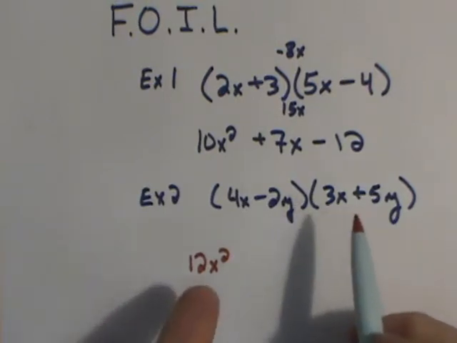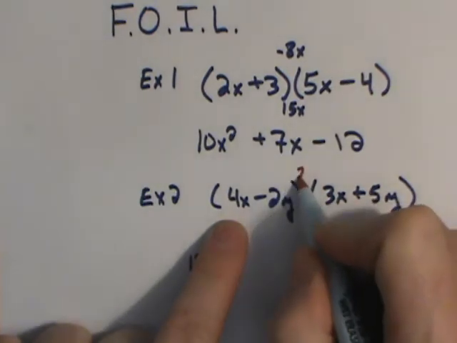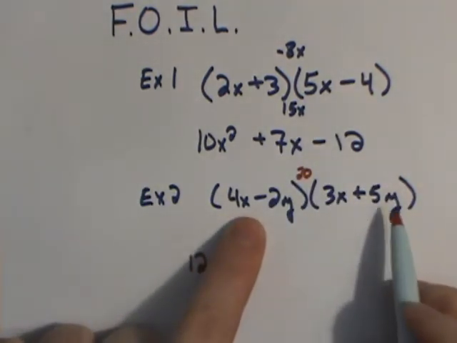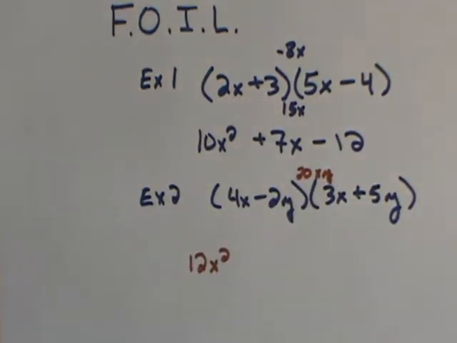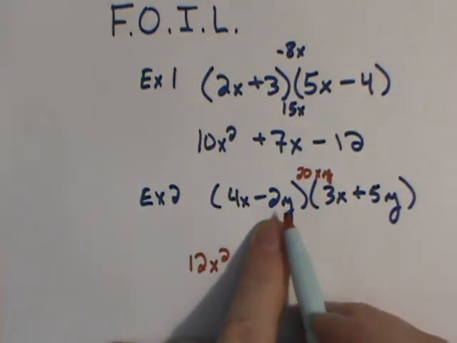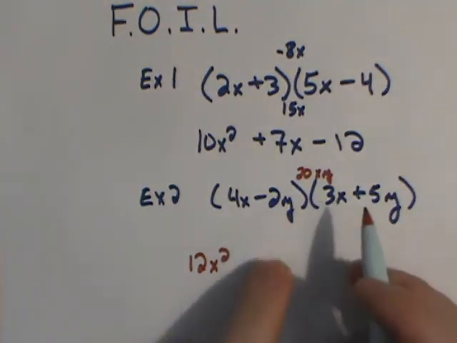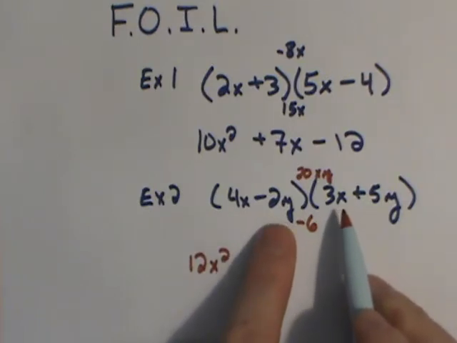And then I want to go to the outer with outer. So 4 times 5 would be 20. And then I have both an x and a y variable, so I call it an xy right there. In a similar way, when I move to the inner with inner from the I in FOIL, negative 2 times 3 would be negative 6. And remember, when you list your variables, you want to go in alphabetical order. So we'll call this xy.